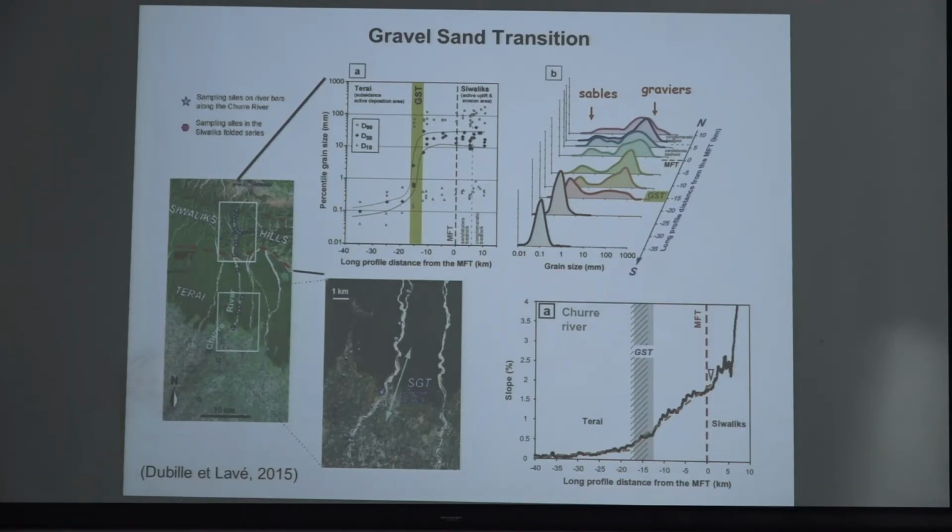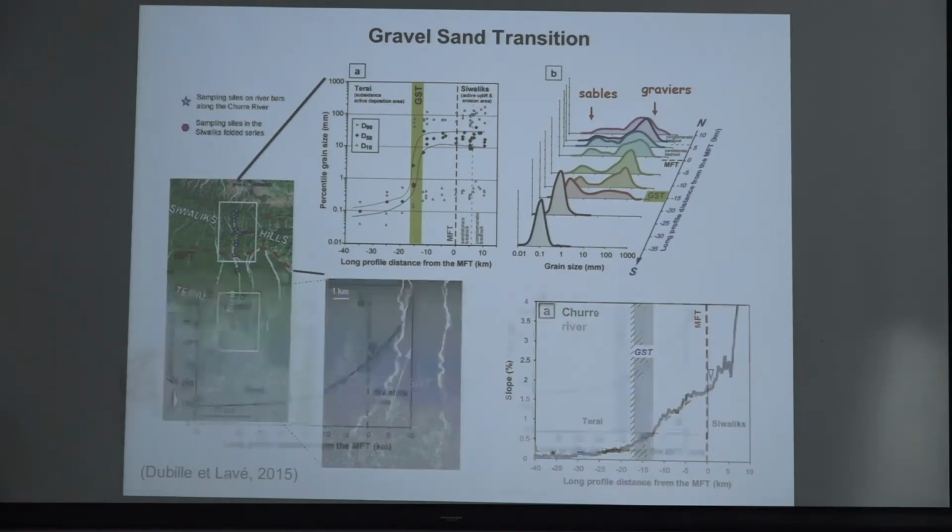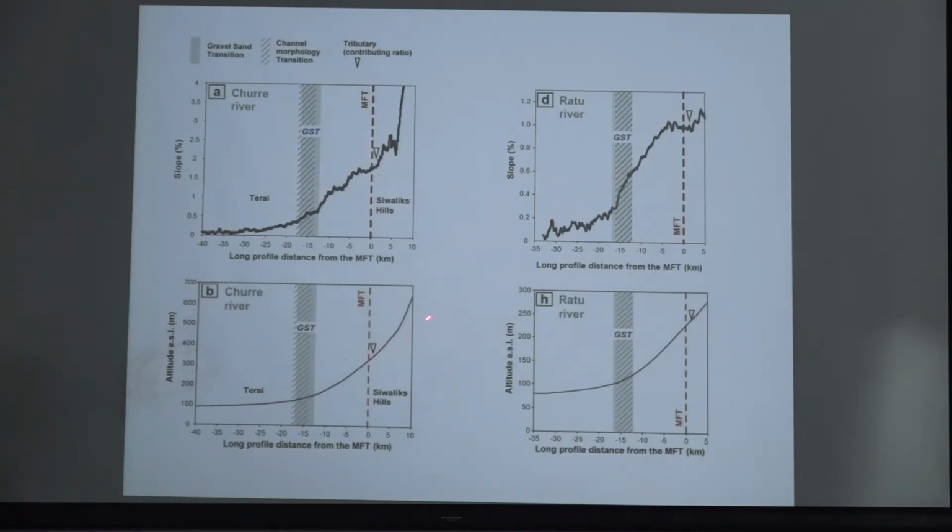We have a direct transcription of this grain size evolution here. If we look at the slope, or also at the profile, this is the profile, and this is the channel slope. You see that after the gravel-sand transition, there is a strong decrease in slope, and even between the outlet of the range and the gravel-sand transition, there is a clear decrease in the channel slope. We can move to other rivers, like the Ratu River, which is further east, and same.